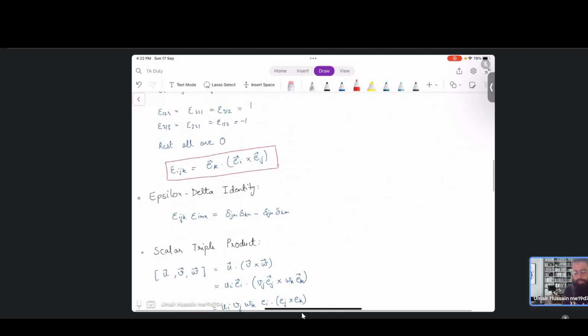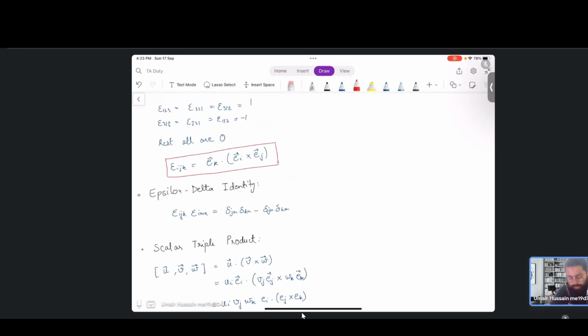Now there is an identity that can help us change from Levi-Civita symbol to Kronecker delta, and that is this. If two Levi-Civita symbols are multiplied with just one common index, say if they have the same i, then we can transform it into the Kronecker delta. So we have epsilon ijk times epsilon imn, that gives us delta. Since i is a dummy index, it can be removed, and we have delta jm delta kn minus delta jn times delta km.